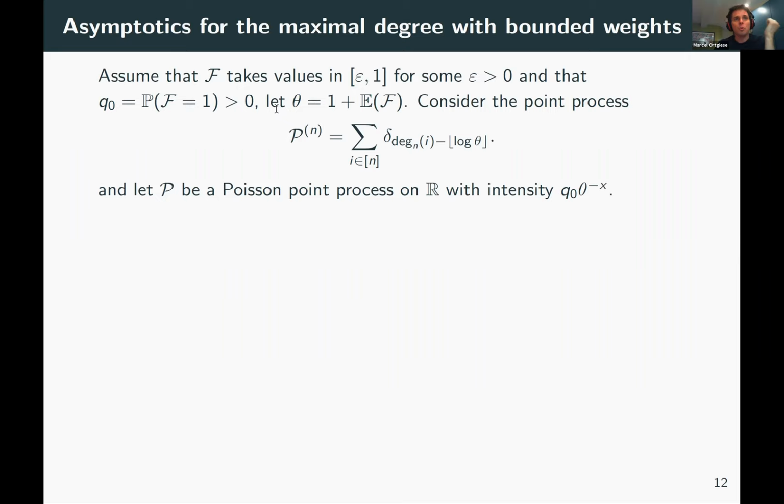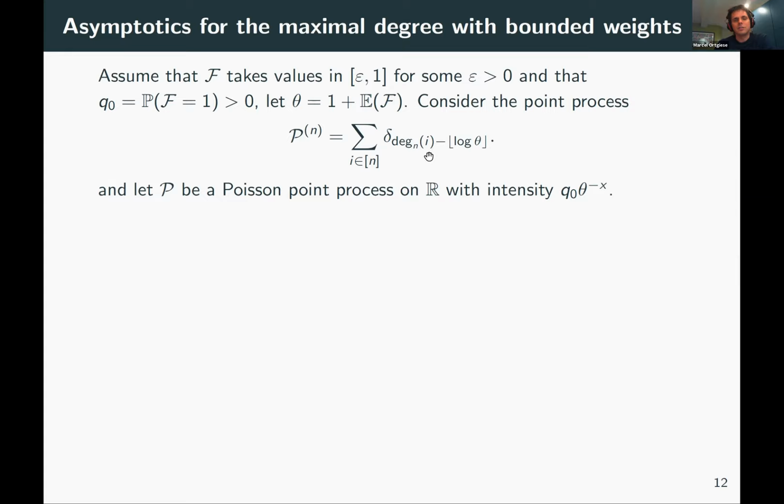Still, we need some more assumptions. In this most extreme case, I need that my weights are bounded away from zero for technical reasons, bounded by one, and I need that it has an atom at one. And then I can reproduce the result for constant weights. And those are the most recent results that we have.